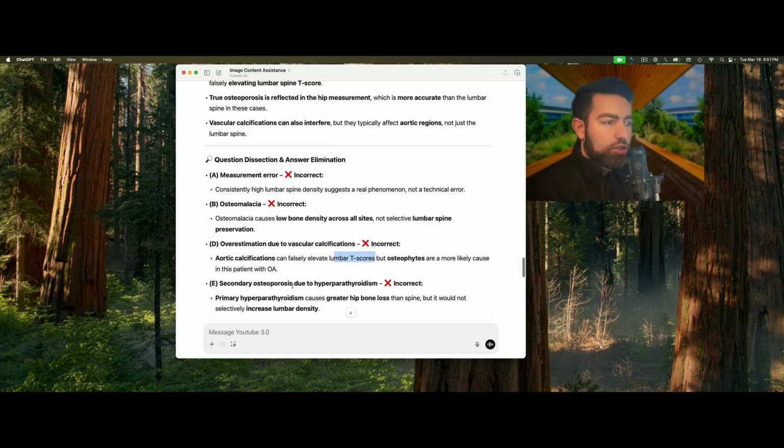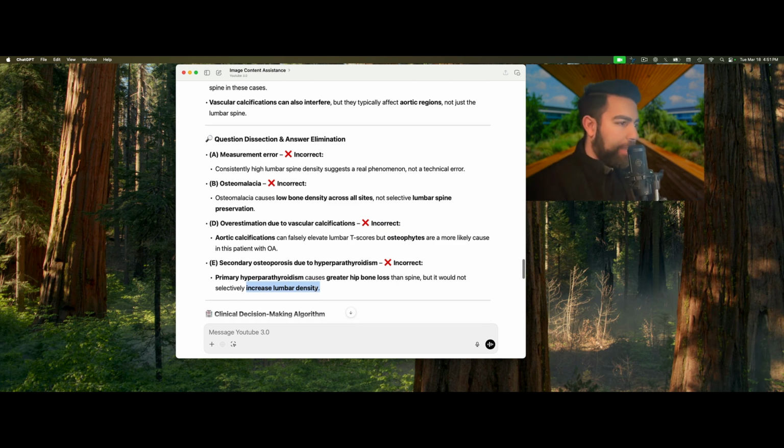And secondary osteoporosis due to hyperparathyroidism also would be incorrect. Remember, primary hyperparathyroidism causes greater hip bone loss than spine, but it would not selectively increase the lumbar density. It wouldn't be just one area again.